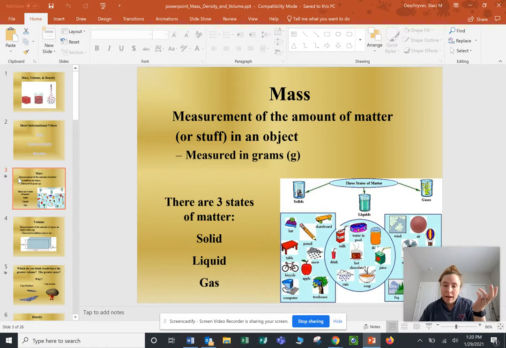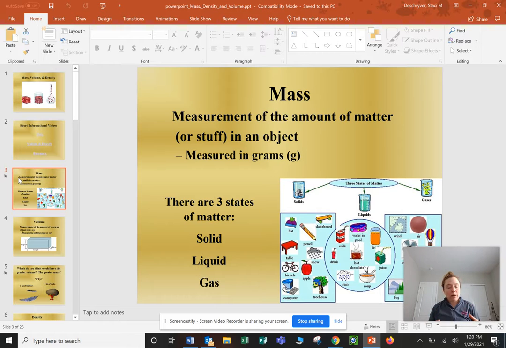The third state of matter is a gas. A gas has no definite shape and no definite volume. Gases are pretty much everywhere, right? Gases will take up the shape of whatever container they're in, but you can also compress gases, or you can allow gases to move freely. So you can change the volume of a gas.